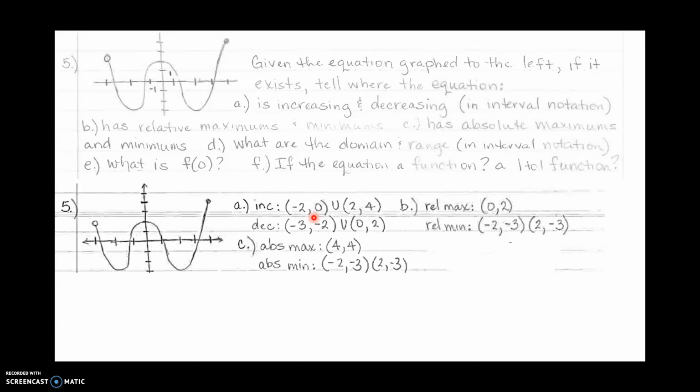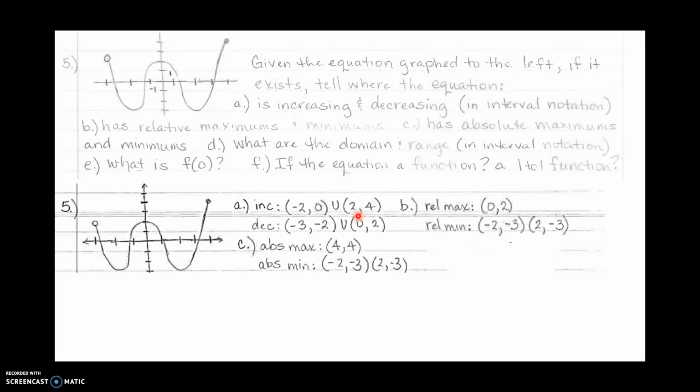Then it starts going down again, so it goes down from 0 to this x value. That x value is +2, so decreasing from 0 to 2. And then at 2, it starts going up again, and it increases to this x value, and that x value is +4. So increasing from 2 to 4.